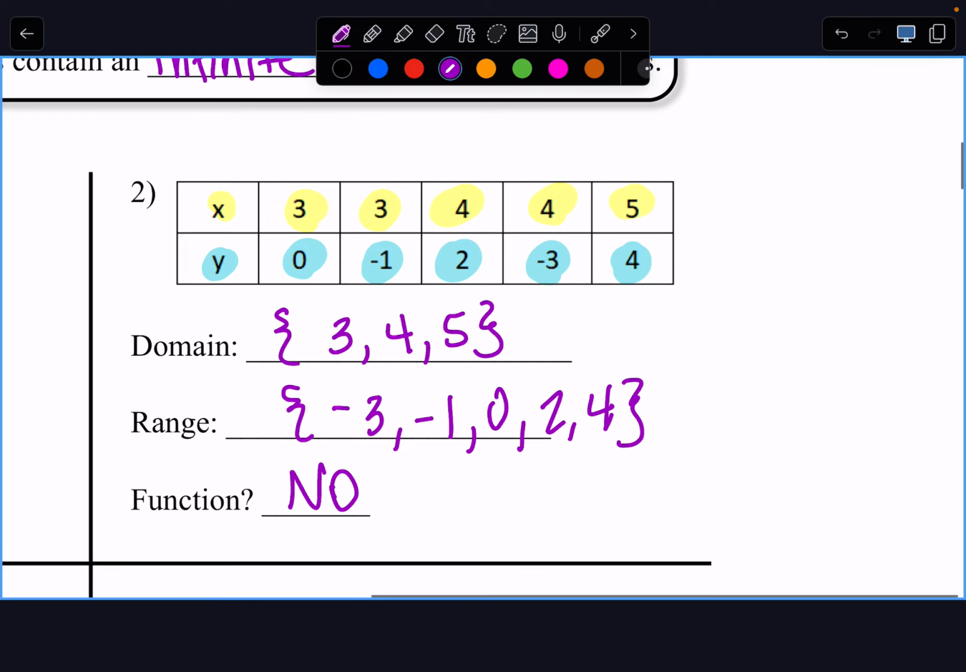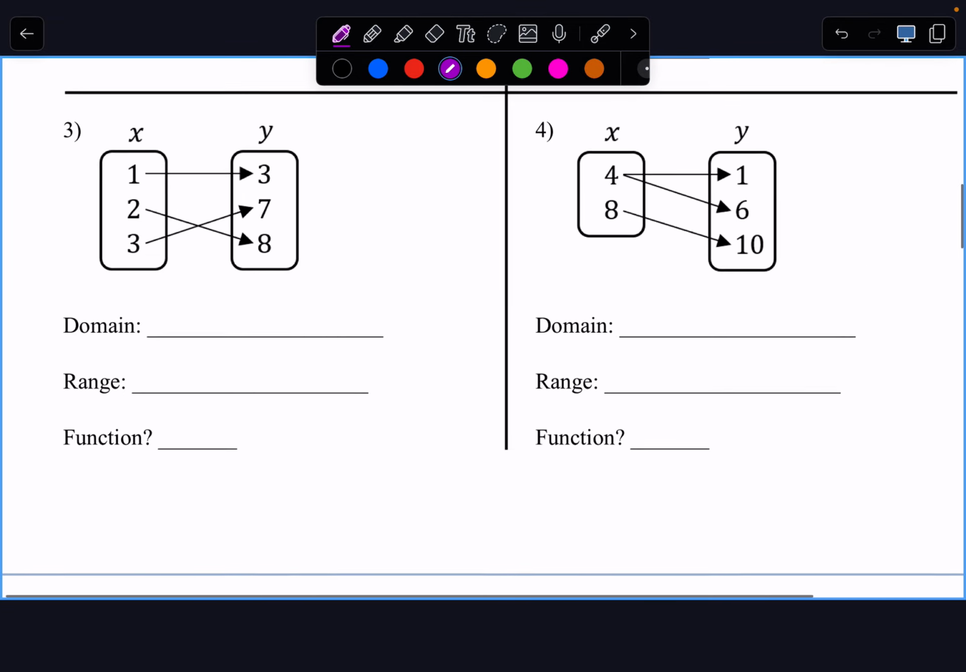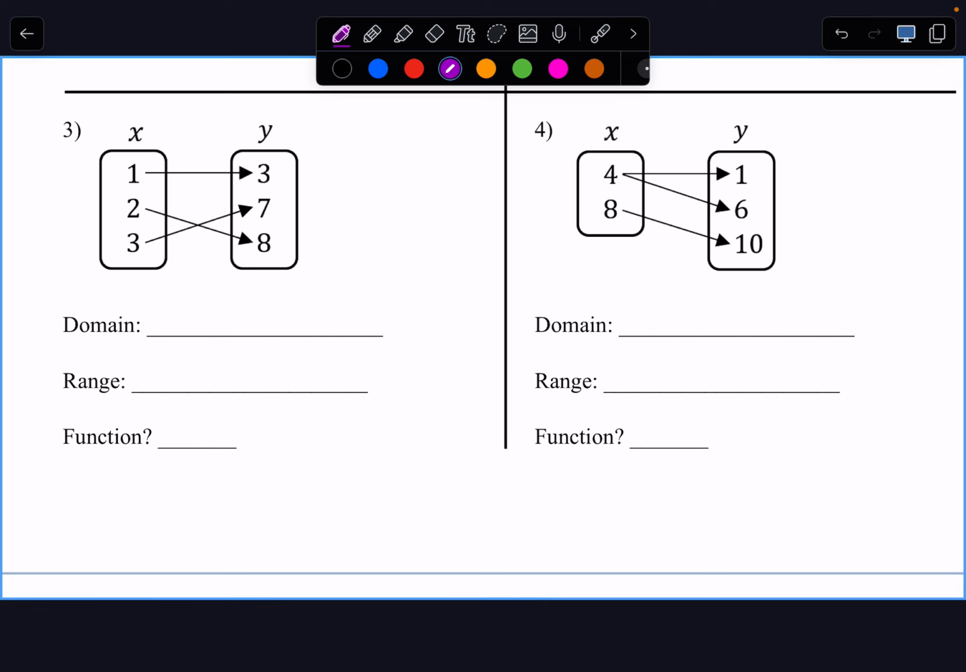All right, how about you and your elbow partner or you and your table? We have some absences today. Write down the domain and range for 3 and 4.